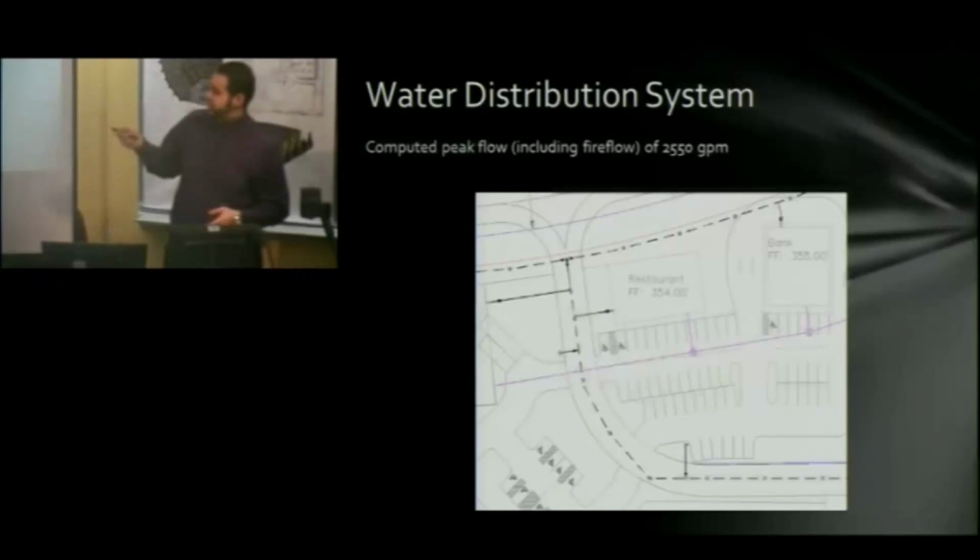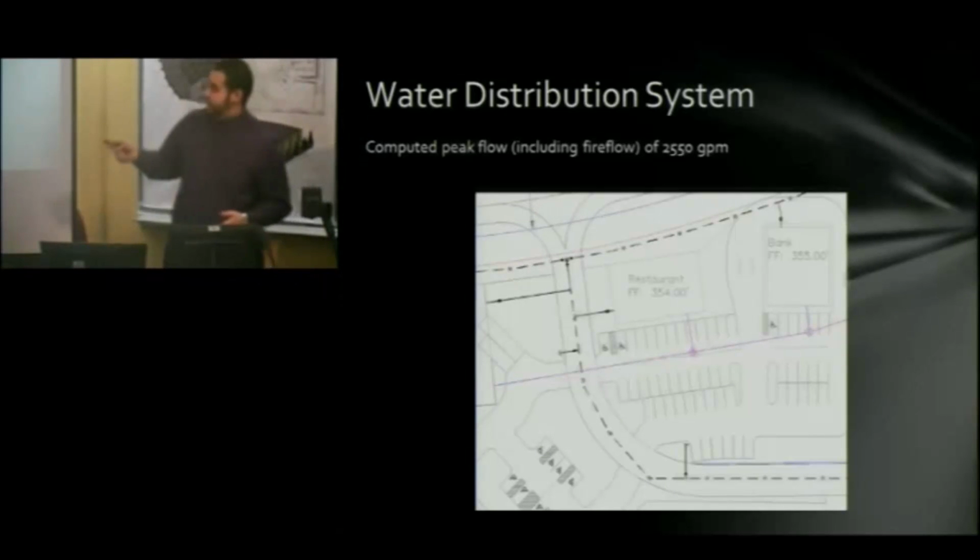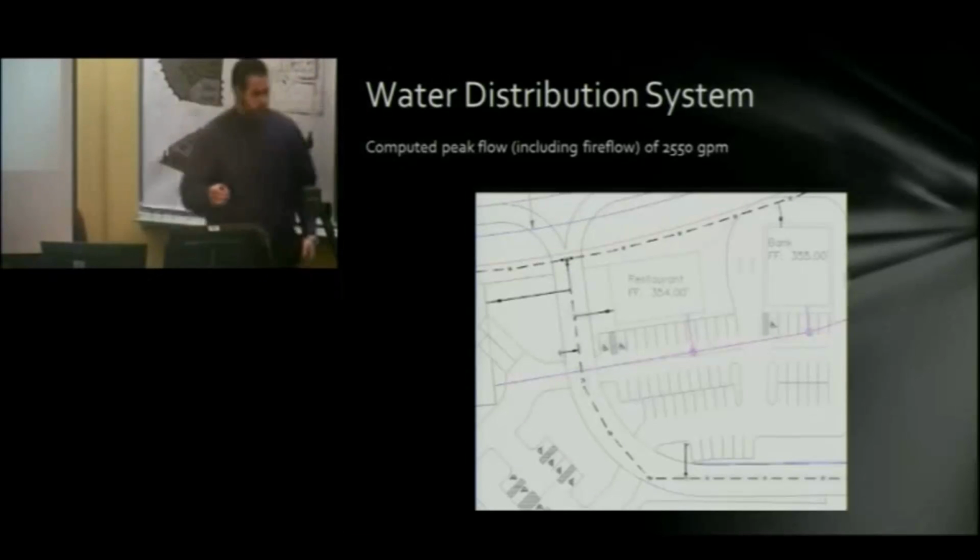As you can see, there are service lines tying off the mains into each building, sized respectively for the needs of the building. We also have 2 hydrants on the site, one here and one here. The requirements only say that we need 1 hydrant, however we put 2 to make it more accessible in an emergency situation.